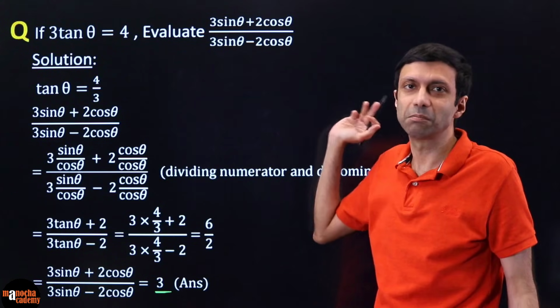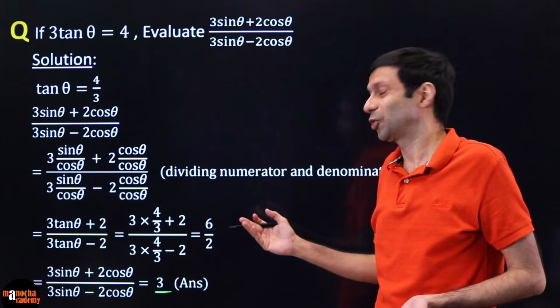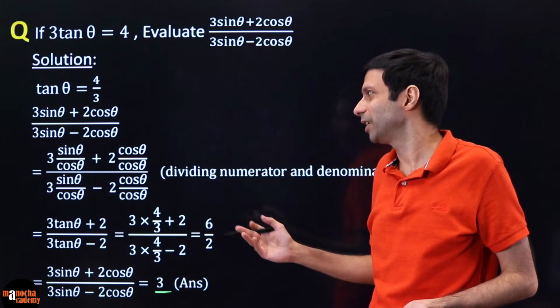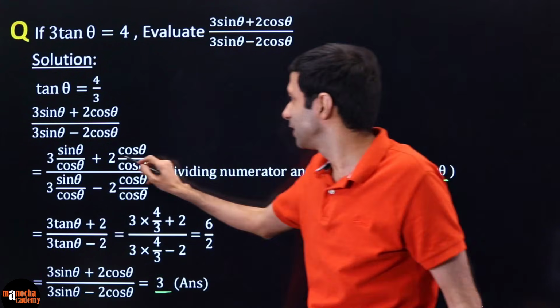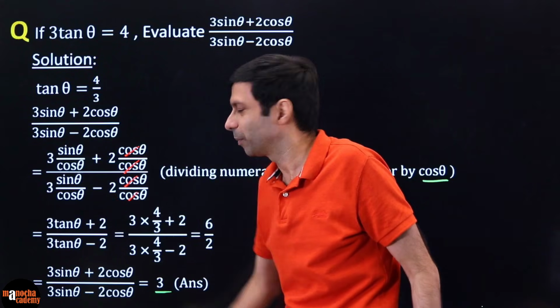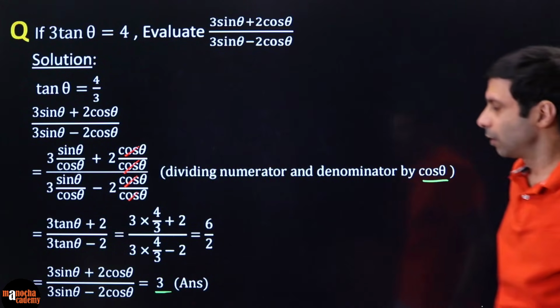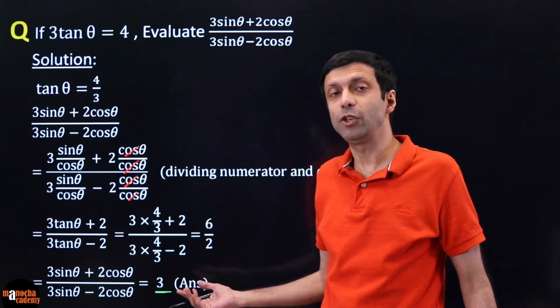It says find this. We are lazy and smart people. We want shortcuts. Why should I find sine theta and cos theta when I can get rid of them? You can see cos theta cancels here, and this part is nothing but tan theta. Done.